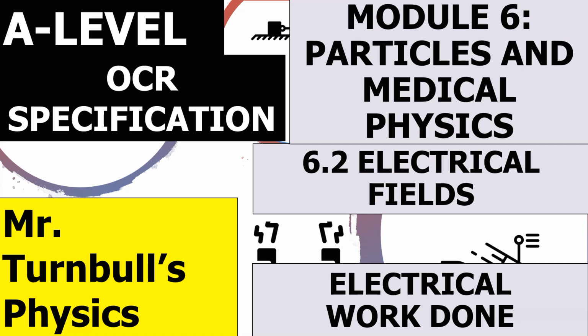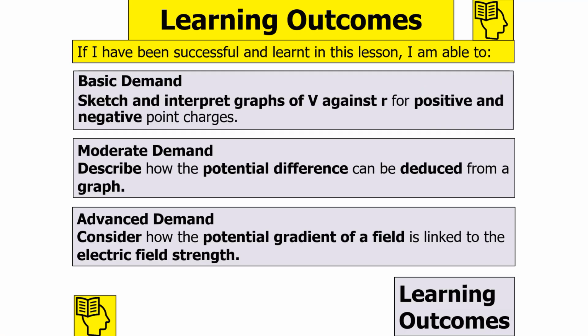Hello and welcome to this lesson for Module 6 of Particle and Medical Physics for OCR A-Level Physics, looking at the concept of electrical work done in the topic of electrical fields. If we've been successful in today's lesson, we should be able to sketch and interpret graphs of V against r for positive and negative point charges, describe how the potential difference can be deduced from a graph, and consider how the potential gradient of a field is linked to the electrical field strength.